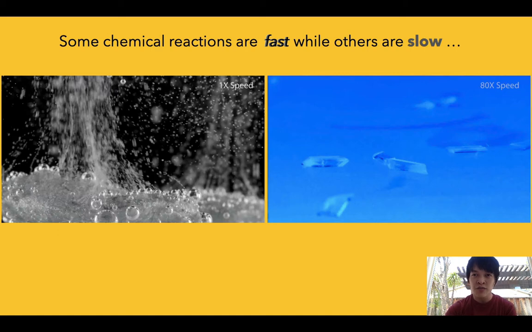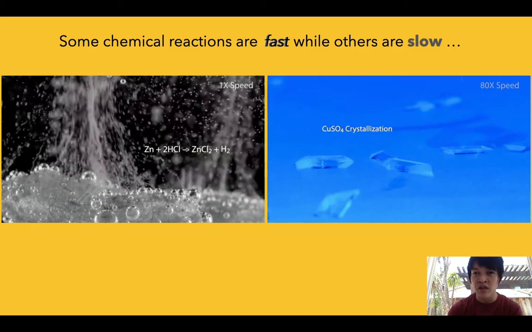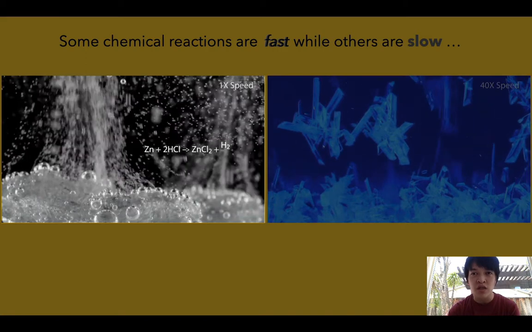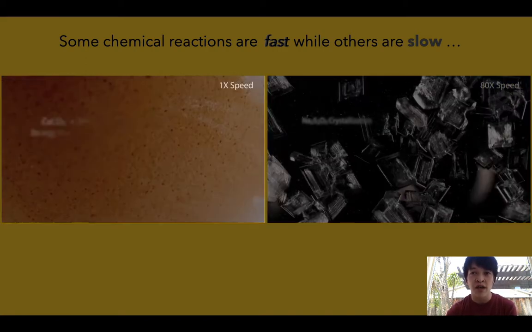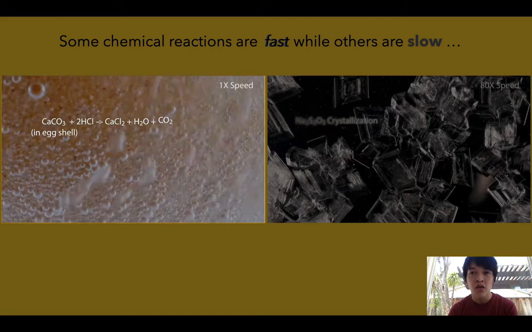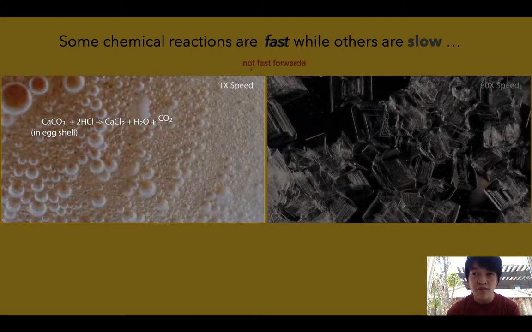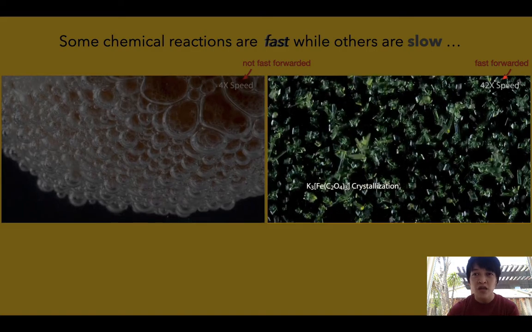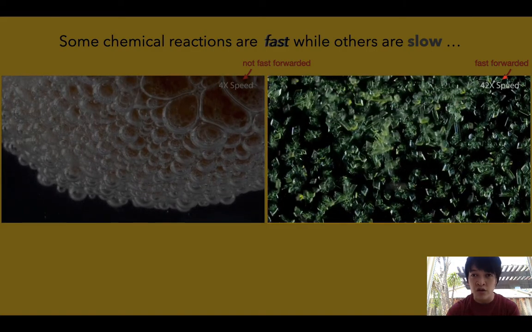I think we're already familiar with the idea that some chemical reactions are fast while others are slow. For example, the several reactions on the left occur pretty fast. These are single replacement, double replacement, and electrolysis reactions in that order. Notice that it's not fast-forwarded. The reactions on the right are fast-forwarded though. These reactions on the right are very, very slow.